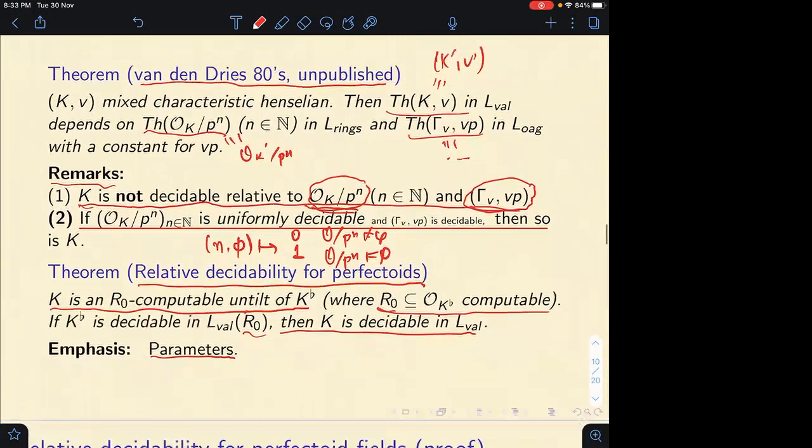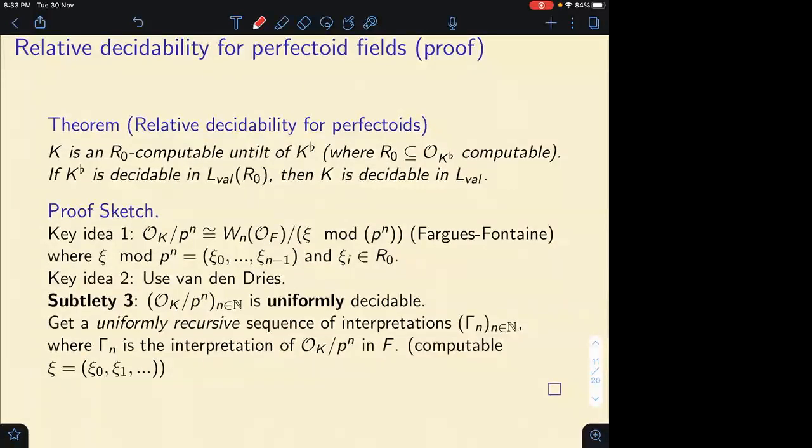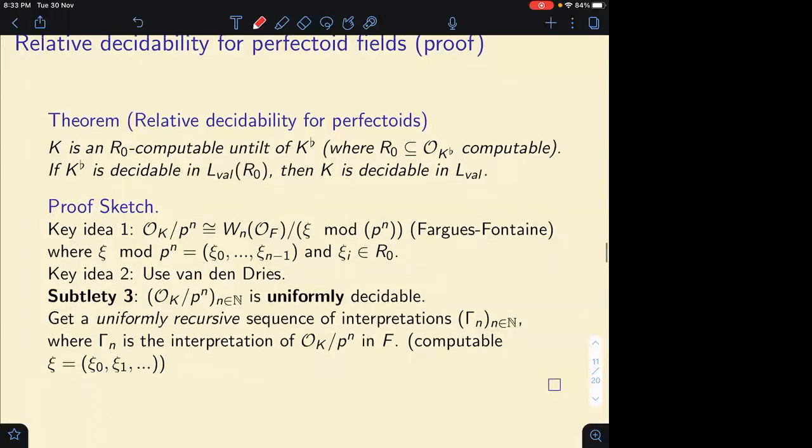So how do you do this? So here's the statement again, okay? So the first key idea is to use the Fargues-Fontaine correspondence that we saw before, but now you truncate the equation, the isomorphism modulo p to the n in some sense. So just take the isomorphism that Fargues-Fontaine gives you and mod out by p to the n, which will actually give you an honest interpretation of O mod p to the n inside the tilt, with parameters for the n first coordinates of the Witt vector.